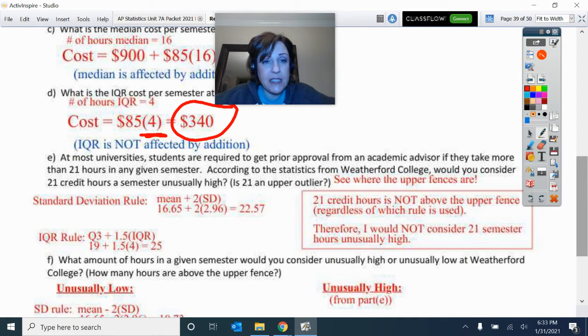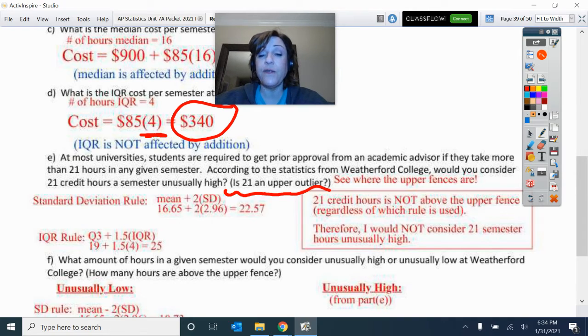At most universities, students are required to get prior approval from an academic advisor if they take more than 21 hours in any given semester. So, according to the statistics at Weatherford College, would you consider 21 credit hours a semester unusually high? Remember this idea of unusually high. We're trying to see, is that 21 credit hours an outlier?